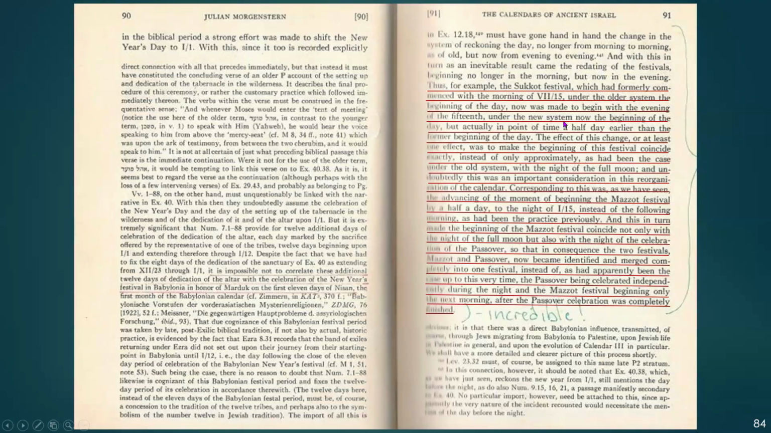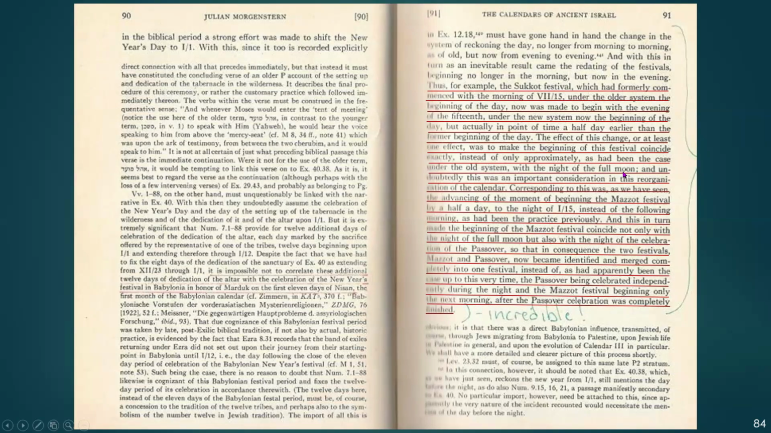Under the new system, now the beginning of the day was, in point of time, half a day earlier than the former beginning of the day. The effect of this change, or at least one effect, was to make the beginning of this festival coincide exactly, instead of only approximately, as had been the case under the older system, with the night of the full moon.